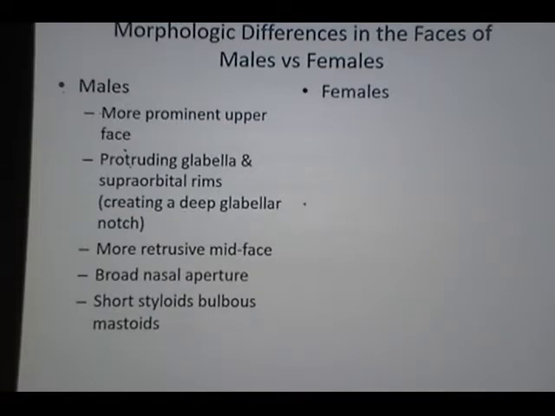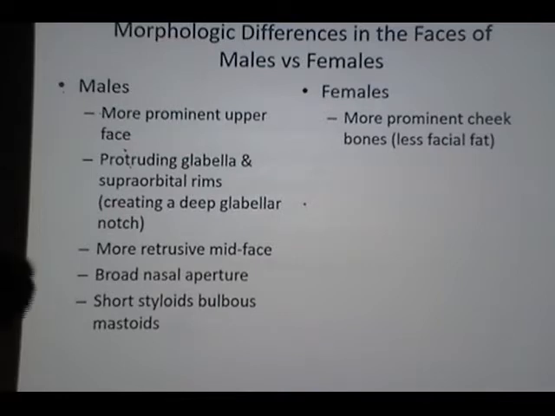With the females, they have more prominent cheekbones because, as I mentioned a few minutes ago, in this area we have an encapsulated fat pad called the buccal fat pad that sits over the buccinator muscle. In the females, you have less of a fat pad, and it takes a position over the buccinator muscle, which is just below your cheekbone.